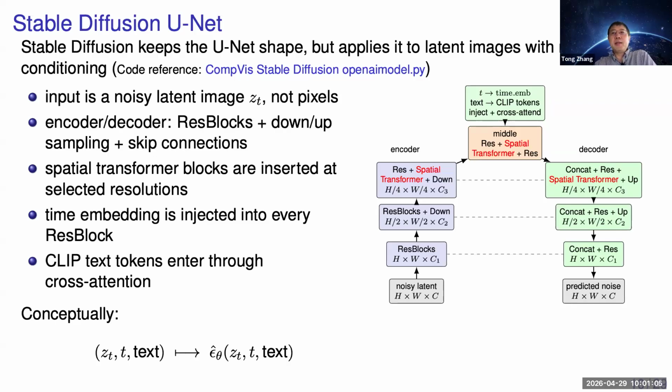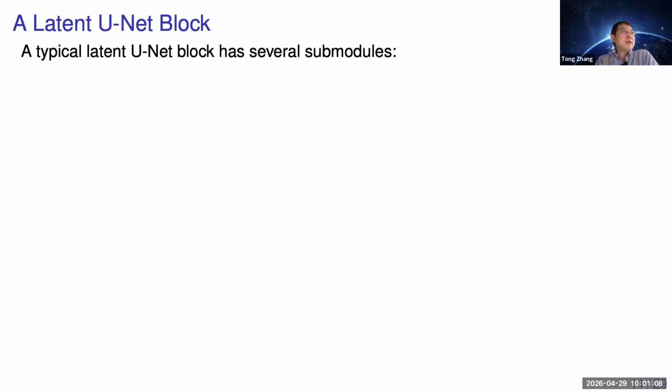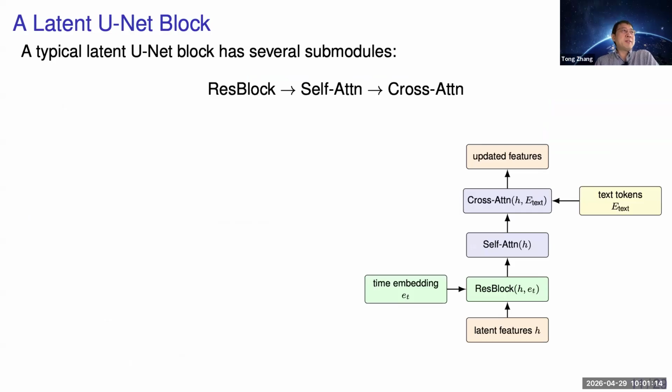We will quickly talk about the details. The typical UNet block has several modules. Basically, it goes through ResBlock, then self-attention, then cross-attention. These two are not necessarily always there. For some blocks they have them, for some blocks they don't. And the time embedding comes here, the text token comes here. So this is how it works. Here you can think of it as already transformer-like, right? In the standard transformer, there's no downsampling. So that is the difference. If you think about this, it's already very much like a transformer.